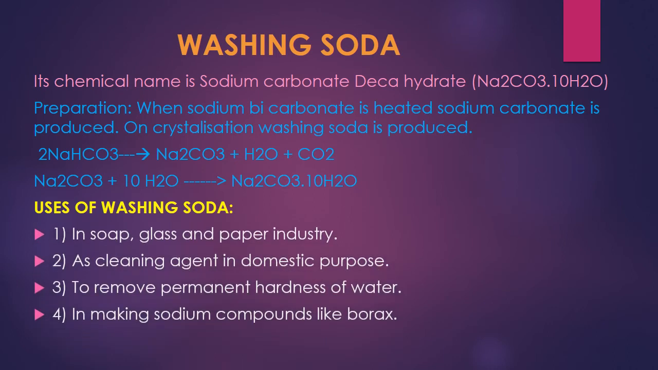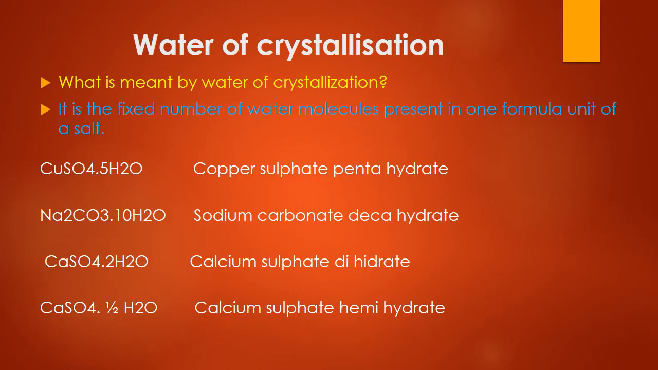Number one, it is used in the soap, glass and paper industry. Second, as a cleaning agent in domestic purpose for washing the clothes. Third point is to remove the permanent hardness of water, and also in making sodium compounds like borax. So these are the important uses of the washing soda.